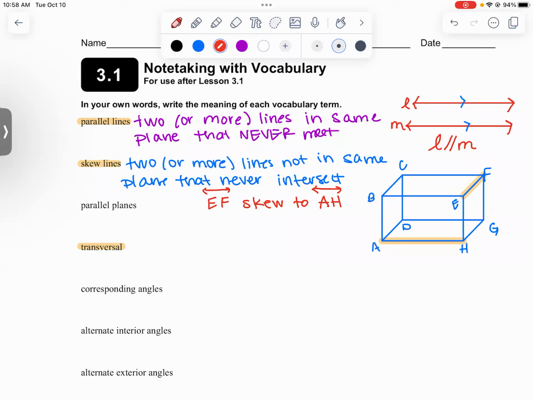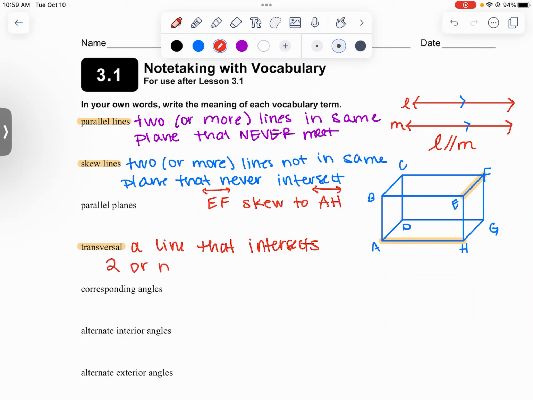All right, now you have heard the word transversal. Last year. It's like transported. Good try. It's like traversal. That was a good one. Okay. So transversal, a line that intersects two or more lines.